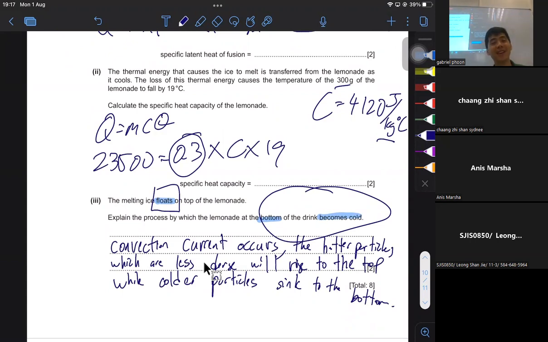Like I keep saying, guys, this is not an English exam. They will not test your understanding on the comprehension or whatnot. They will, however, test your understanding on what is going on. You need to know what is going on instead of just memorizing the answers. Okay, convection current occurs. The hotter particles, which are less dense, will rise to the top, while the colder particles sink to the bottom. My handwriting is a bit ugly though, but everyone's getting used to it.